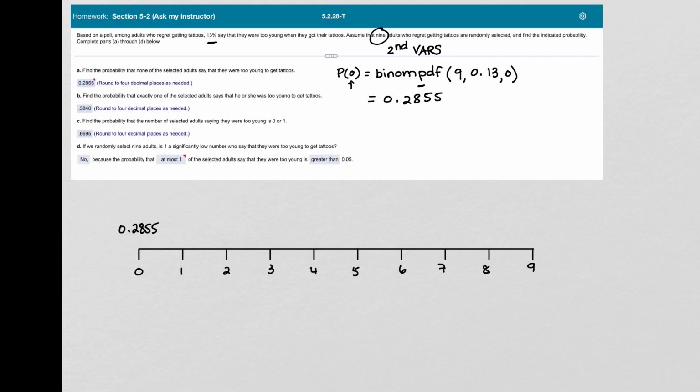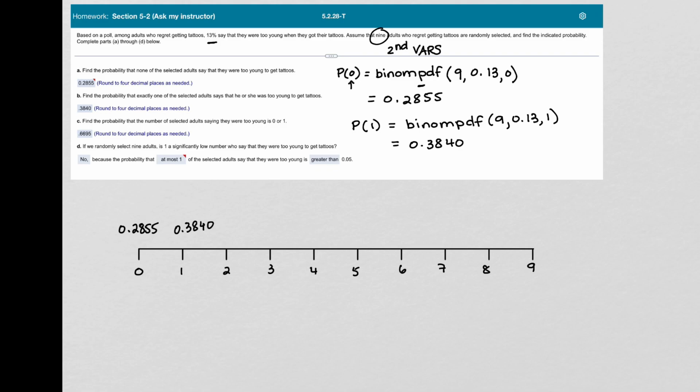In part B, we're going to do almost the same thing. Here we're finding the probability of exactly 1 success. So here I can use the Binomial PDF function again, and instead of being 0 successes, we're going to have 1 success. And that probability turns out to be 0.3840. So that's what we get for 1 success.